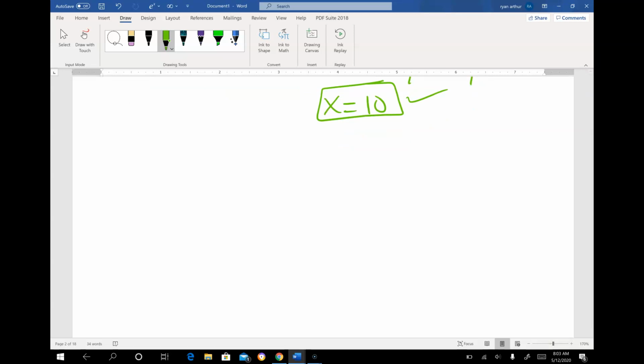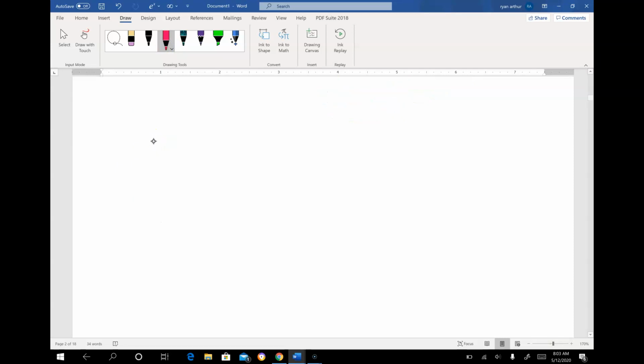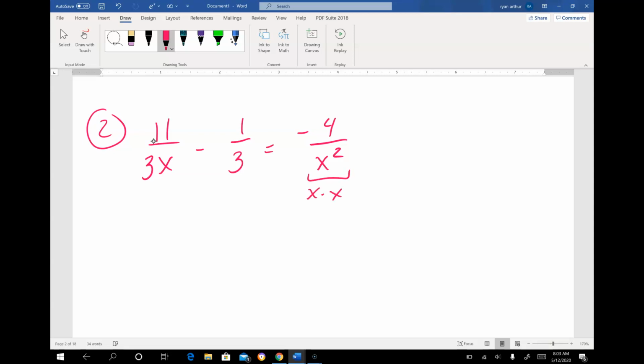All right, number 2 is going to be 11 over 3x minus 1 over 3 equals negative 4 over x squared. Now, you're supposed to factor. The last one didn't need factoring, okay? And this one technically doesn't need factoring, but we do know that x squared is really just x times x, right? So let's leave it like that.